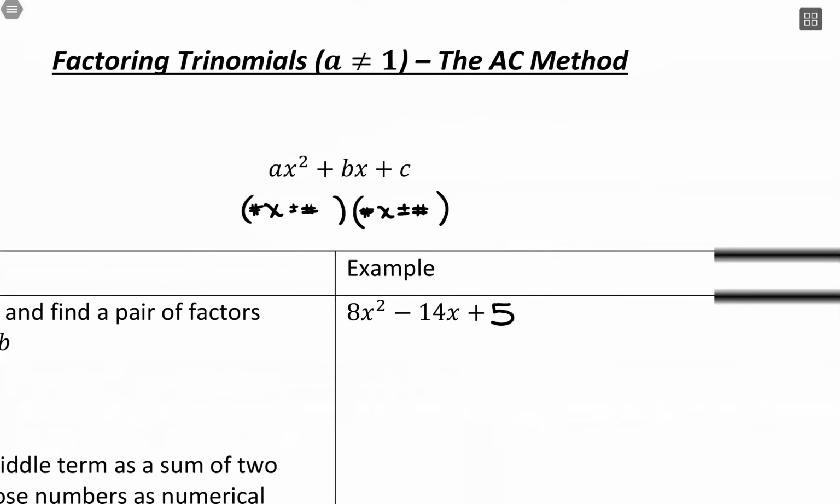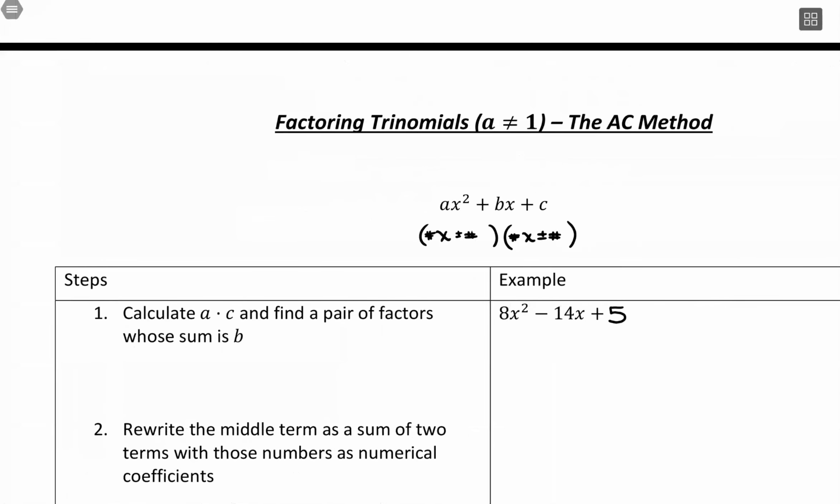I'm going to show the AC method. If you have a method that you prefer, you can absolutely use that. Sometimes trial and error is faster, but with larger numbers, I think the AC method's a good one, in that it always works. So what we're going to do here is go through an example, and with that I'll talk about these steps for going through the AC method and apply it to the example as we go.